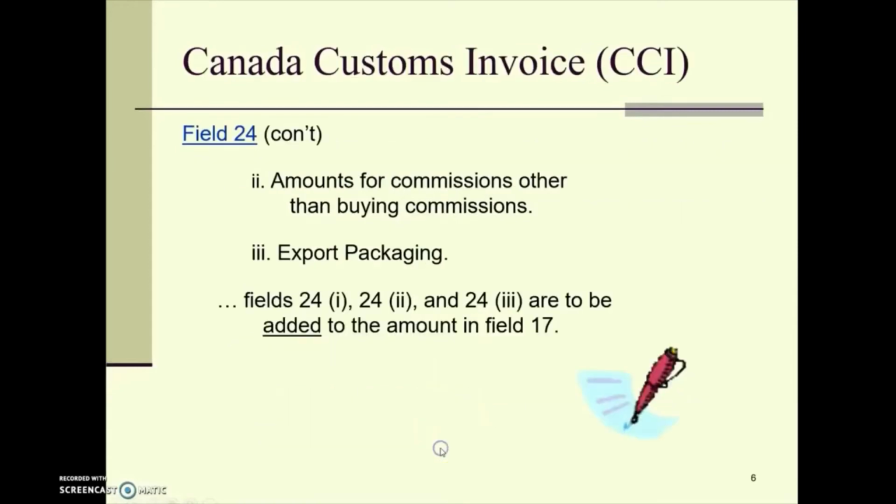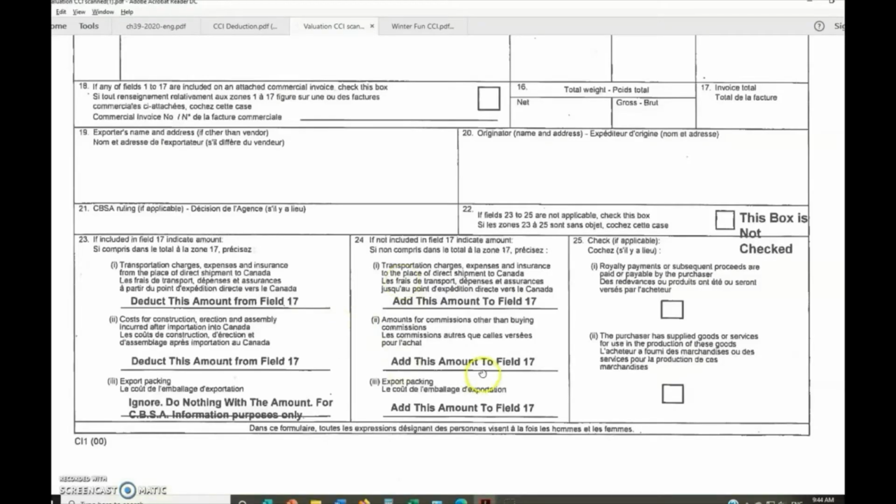All right, let's talk about field 24II. Amounts for commissions other than buying commissions. So if you paid somebody in another country to find the goods and to purchase the goods for you, and you paid a company or a person in another country to do that work, you have to put the amount in here because you have to pay duty on that amount. Field 24III is export packing. If the export packing is not included in field 17, we have to add it to field 17 and pay duty on it.